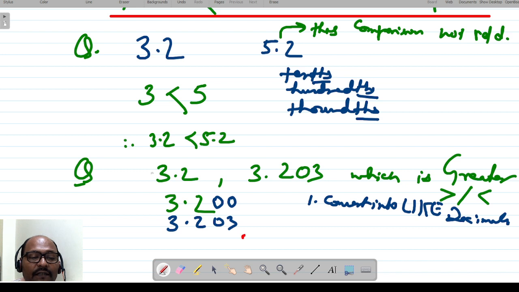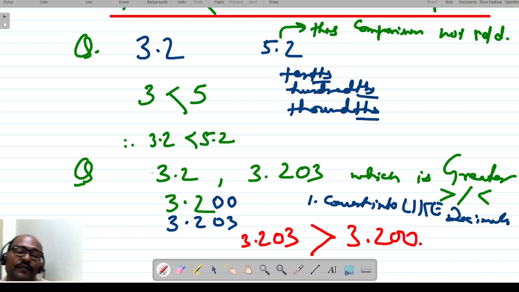So definitely 3.203 is greater than 3.200. So students, in this way you can identify which numbers are greater or lesser in decimals. You can easily identify, right? So we just understood expressing fractions as decimals, how additions and subtractions are performed, and how to identify which of two decimal numbers is greater or lesser.